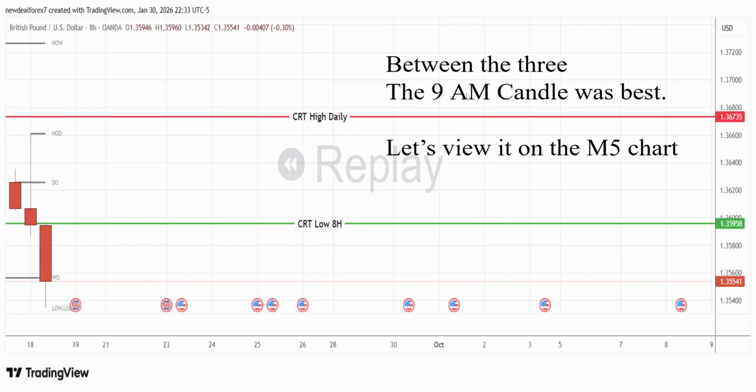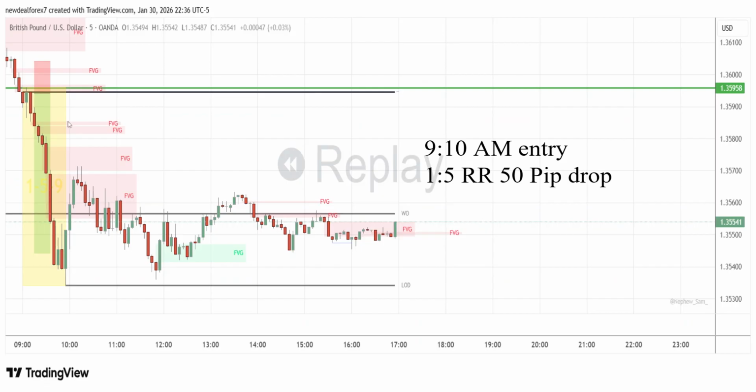So let's view the 9 a.m. candle, this candle right here on the 5-minute chart, and look at our best entry. So this one here, you could have got in right at 9:10. Remember this black line here is our open price, and it just went straight down. You weren't even in this trade that long. This would have been a 10 pip stop loss. We have some fair value gaps to show momentum, and you just take what you can get.